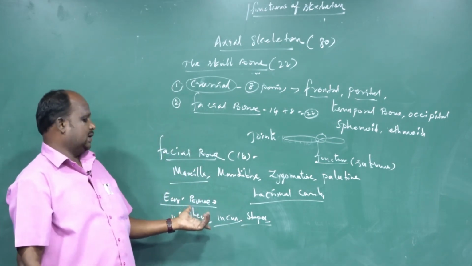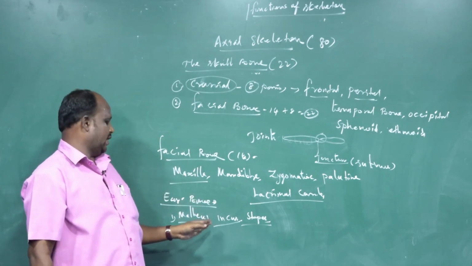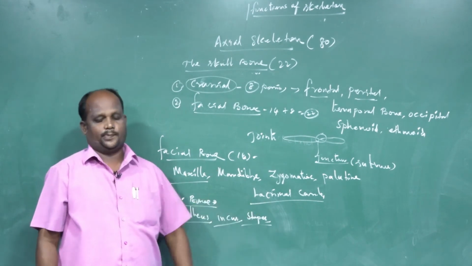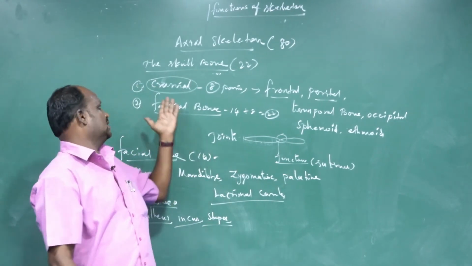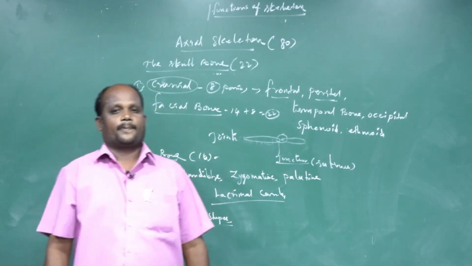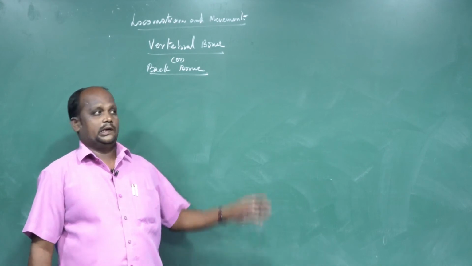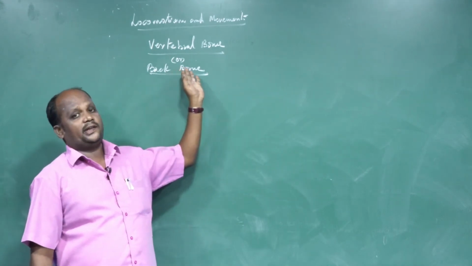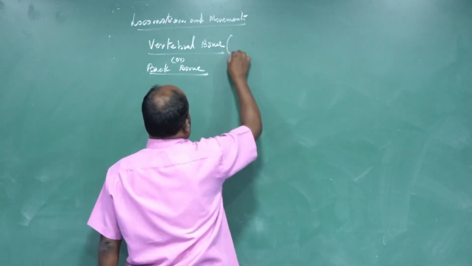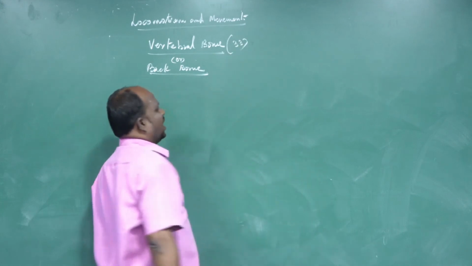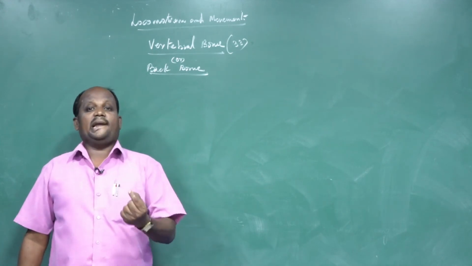I told you the maxilla and mandible design the mouth structure. The ear ossicles present are the malleus, incus and stapes. Next we are going to talk about the axial skeleton. The vertebral bones are a part of the axial skeleton. The number of vertebral bones is 33. The 33 vertebral bones are serially arranged.